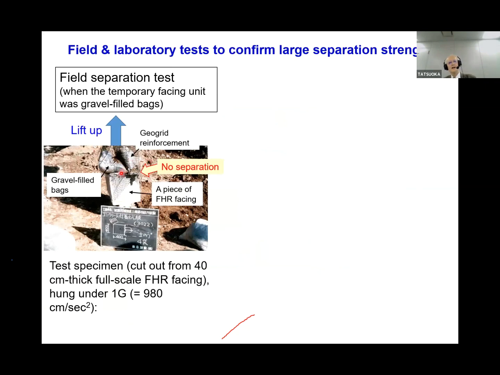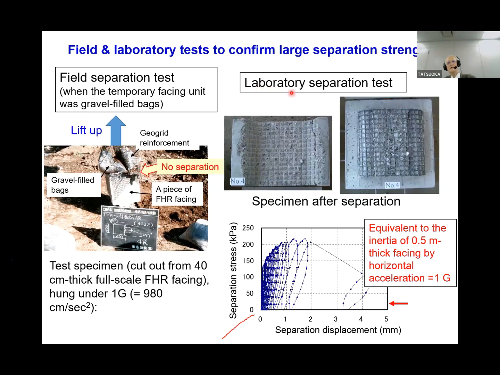This is a shot showing the field test to examine the connection strength between the facing and the temporary facing. In this case, with gravel filled bags, there is no separation by this lifting up of the test piece. We also performed the laboratory separation test. We confirmed that the separation strength is always much higher than the necessary separation load. In this case, this is equivalent to the inertia of 0.5 meter thick facing by horizontal acceleration, 1g. This is required, but the actual separation strength is much higher.